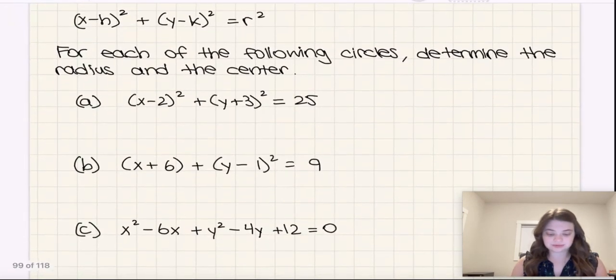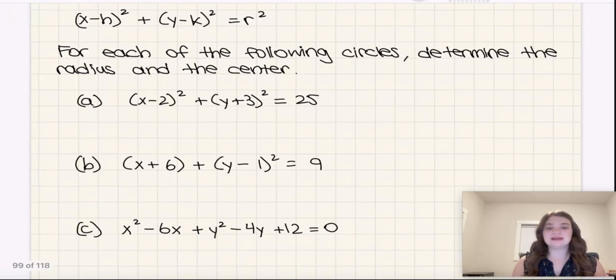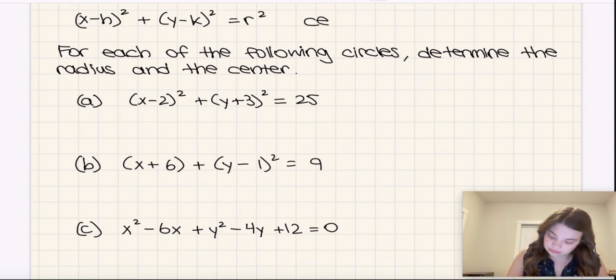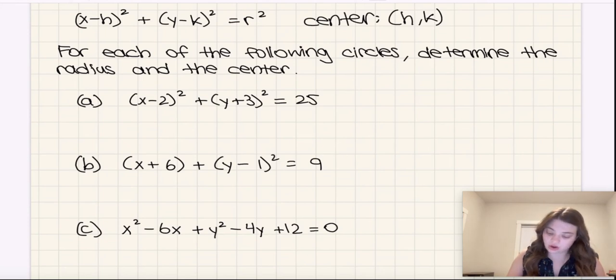So the first one is pretty simple. Notice that (x minus h) squared plus (y minus k) squared equals r squared is a format that we can put all circles in if it's not already in that format. And for every circle, the center is always going to be (h, k), and the radius is just r, right? So the radius is whatever r is. And since we have r squared at the end, we can just take the square root of that to get r, to get the radius.